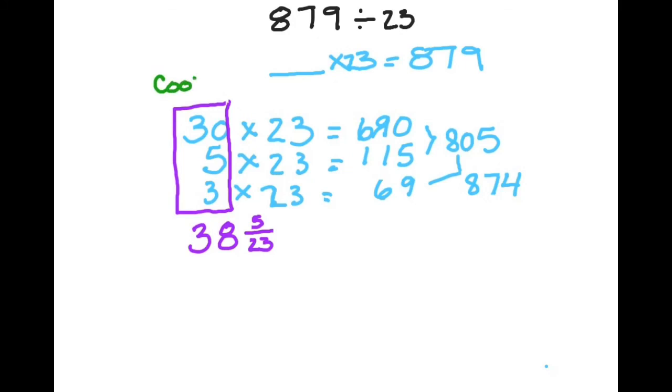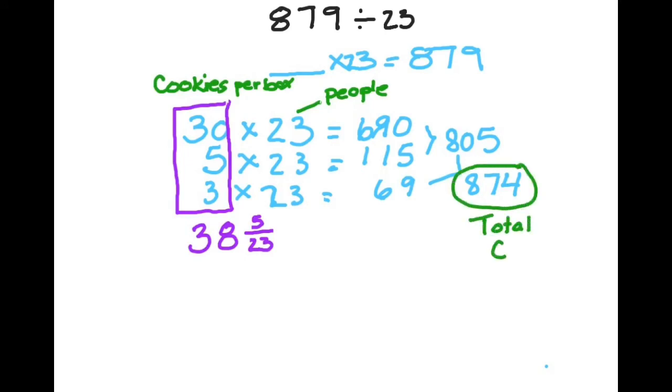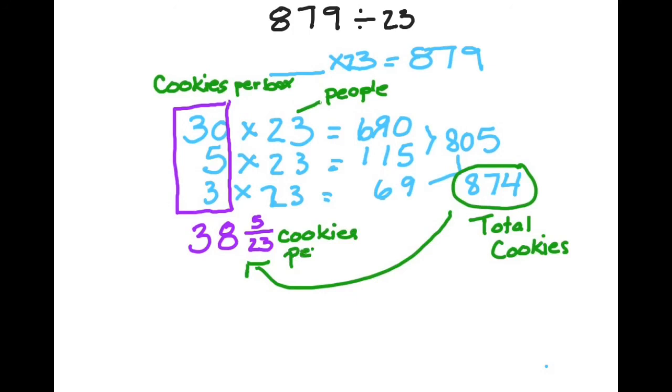So these are the cookies per box or per person. The 23s are the amount of people. And so this number 874 represents the total cookies. Sometimes though, I might get excited about getting to that number and call it my answer, but really my answer is 38 and 5/23 cookies per box, or cookies per person. And that is how you justify your thinking.